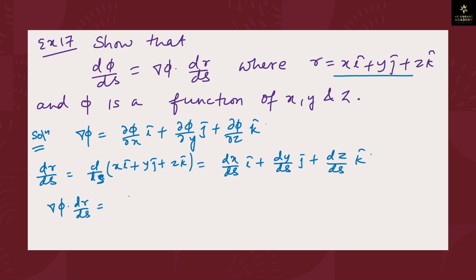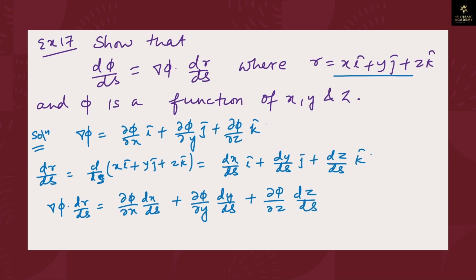This is equal to del phi upon del x into dx upon ds plus del phi upon del y into dy upon ds plus del phi upon del z into dz upon ds. This is nothing but the total differentiation of phi with respect to s.